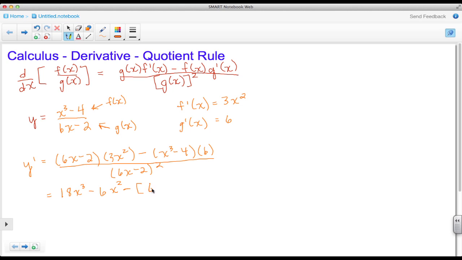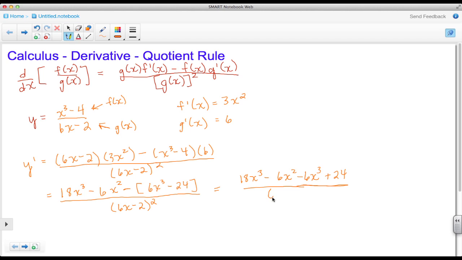So 6 times x cubed is 6x cubed, and 6 times negative 4 to give me a negative 24. And I'm just going to rewrite this denominator. I'm not going to expand that out. With this numerator, my next step is I can distribute a negative to both of these terms. So I rewrite 18x to the third minus 6x squared minus 6x cubed plus 24. And notice I change the sign here and the sign here as I distribute that negative. And all of this again is divided by that 6x minus 2, where that quantity is squared.